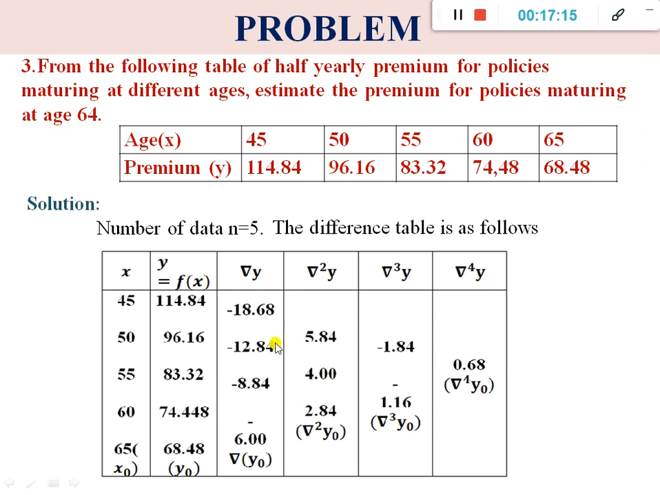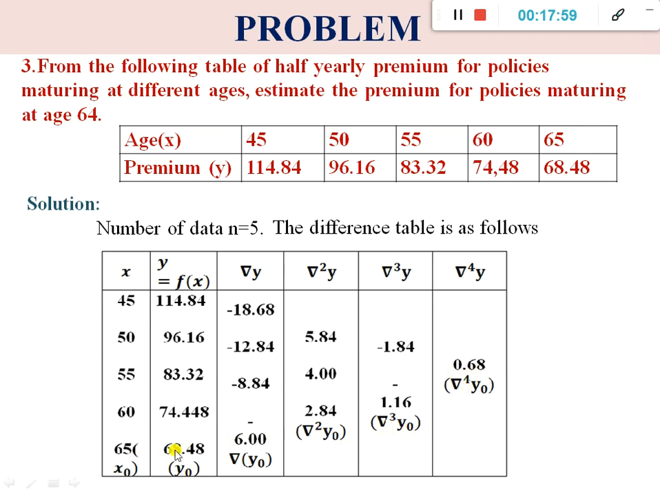Now we are getting delta square y is equal to minus 12.84 plus, because minus of minus is plus, so therefore plus 18.68 is 5.84, and minus 8.84, minus of this is plus, so we get 4, and 6 plus 8.84 is 2.84. Like that we are doing the next, delta cube y naught, that is minus 1.84, 1.16. This is nothing but the delta cube y naught value. After doing delta power 4 we will get 0.68. This is nothing but delta power 4 y naught.